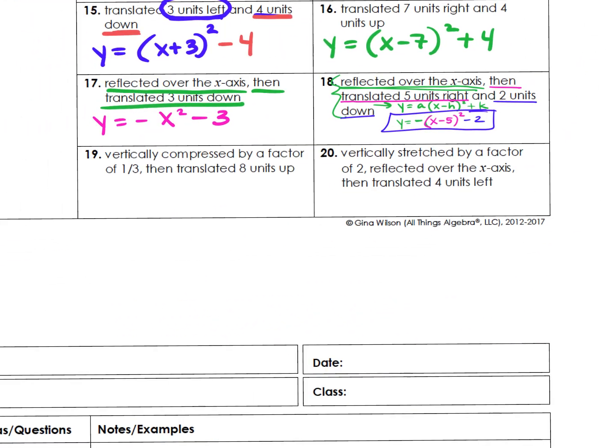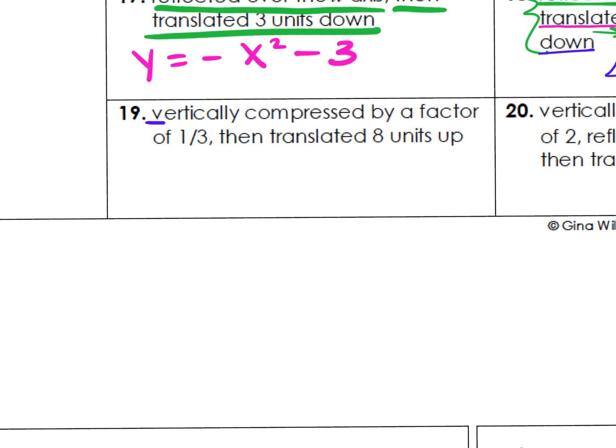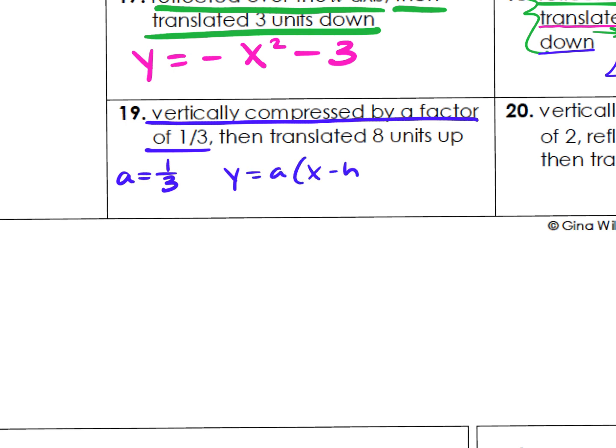Okay. These last 2, take that stretch and compress into effect. If it says this is vertically compressed by a factor of 1/3, do you know what that means? It just means A is 1/3. That's all it means. Just plug in 1/3 as your A value. So if this is your setup, if we plug this in, A is 1/3.